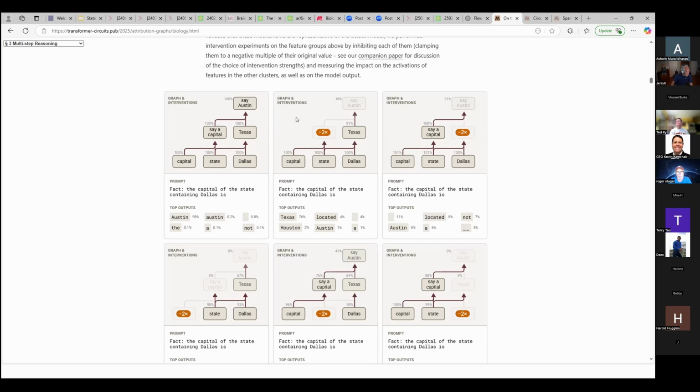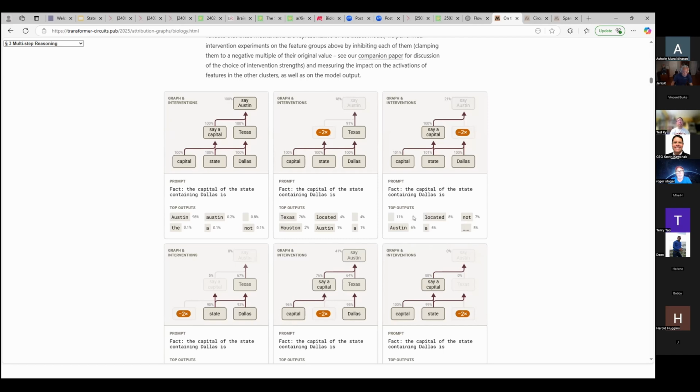So I would say that this one experiment is relatively good news to say, yeah, this supports that this is in fact an accurate graph because zeroing out say a capital had a very significant impact on the next token prediction. What if we zero something else out? Let's zero out the Texas features. You get a bunch of gibberish.